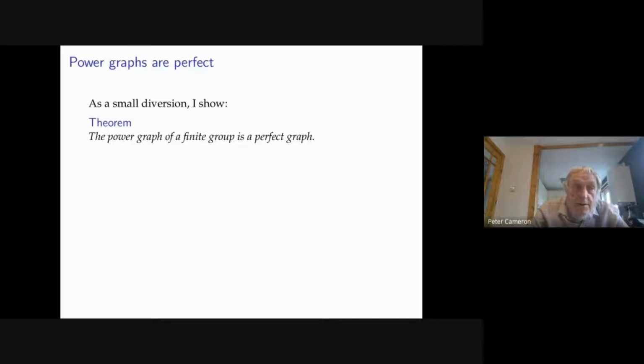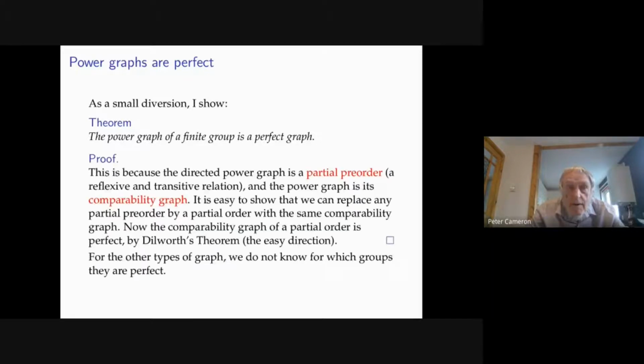So I talked a little bit about this yesterday, but let me say it again. The power graph of a finite group is a perfect graph. That's because if you look at the directed power graph, the relation defined by the arcs in the directed graph is reflexive and transitive, I'm assuming we put back the loops at every vertex to make it reflexive and transitive, and the power graph is its comparability graph. So it's the comparability graph of a partial preorder.